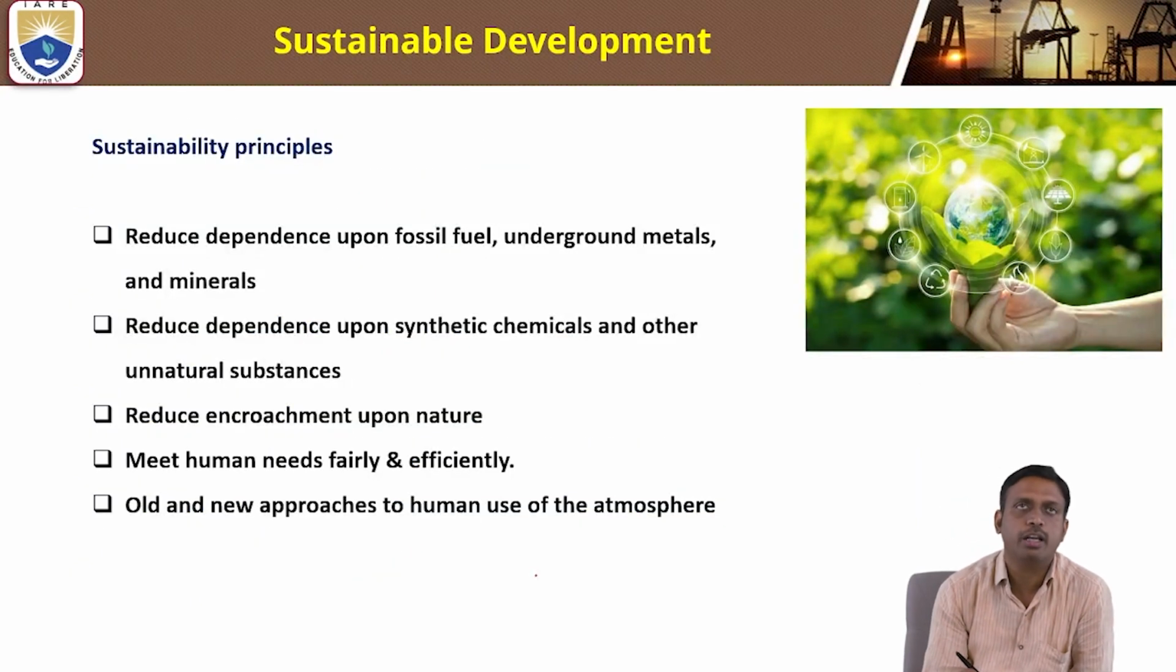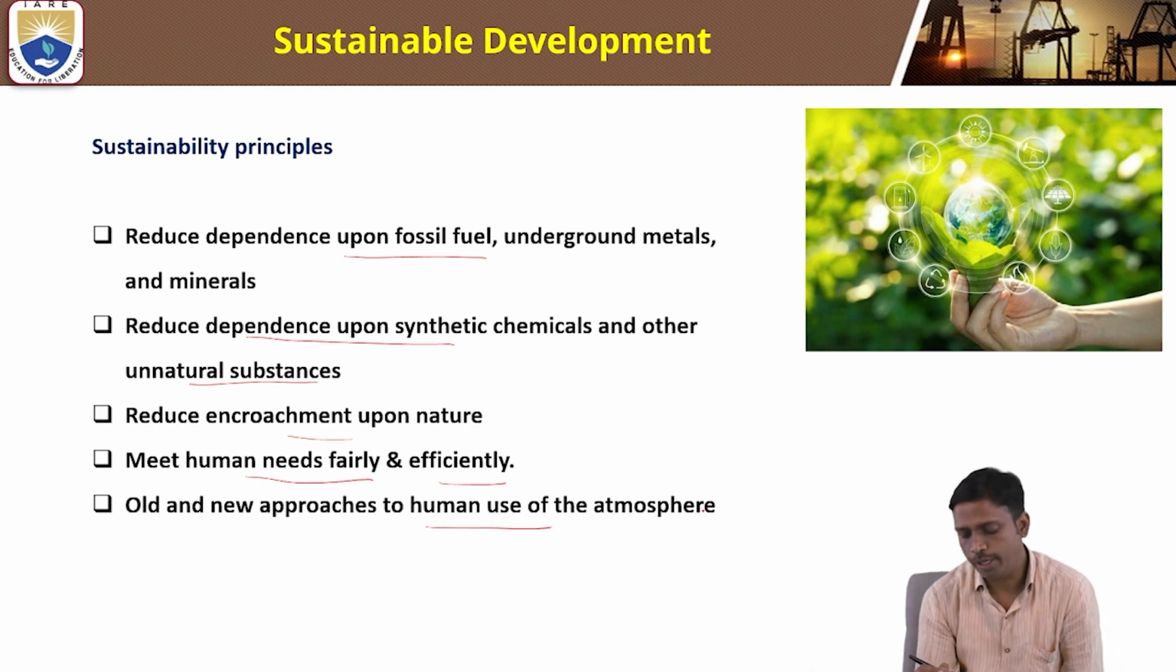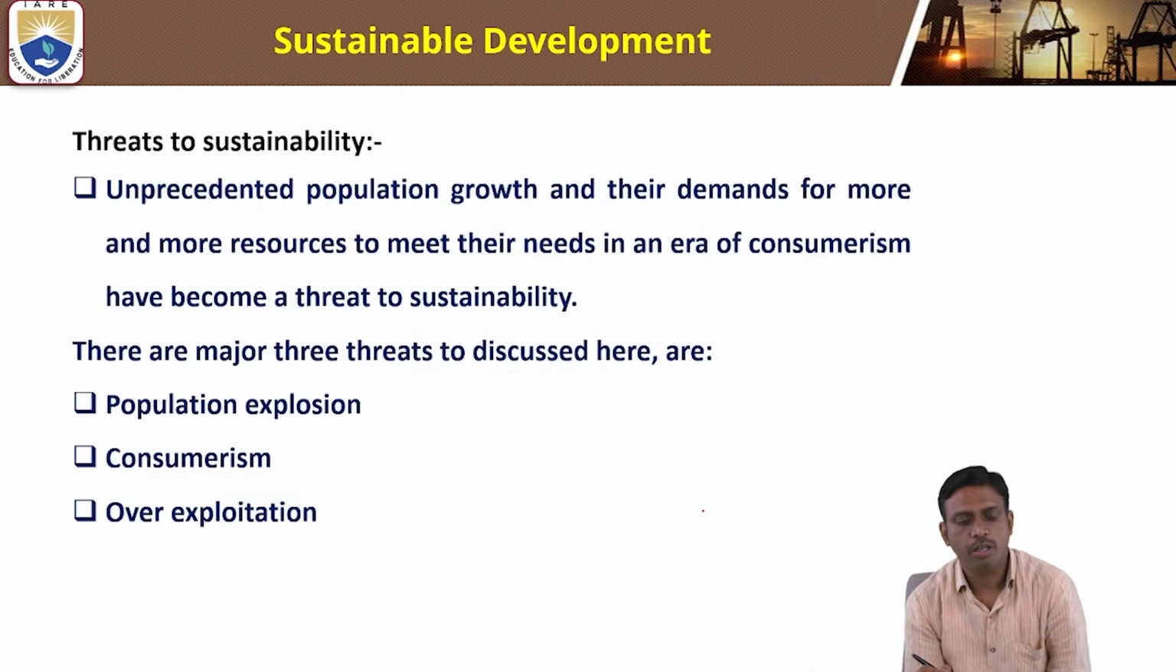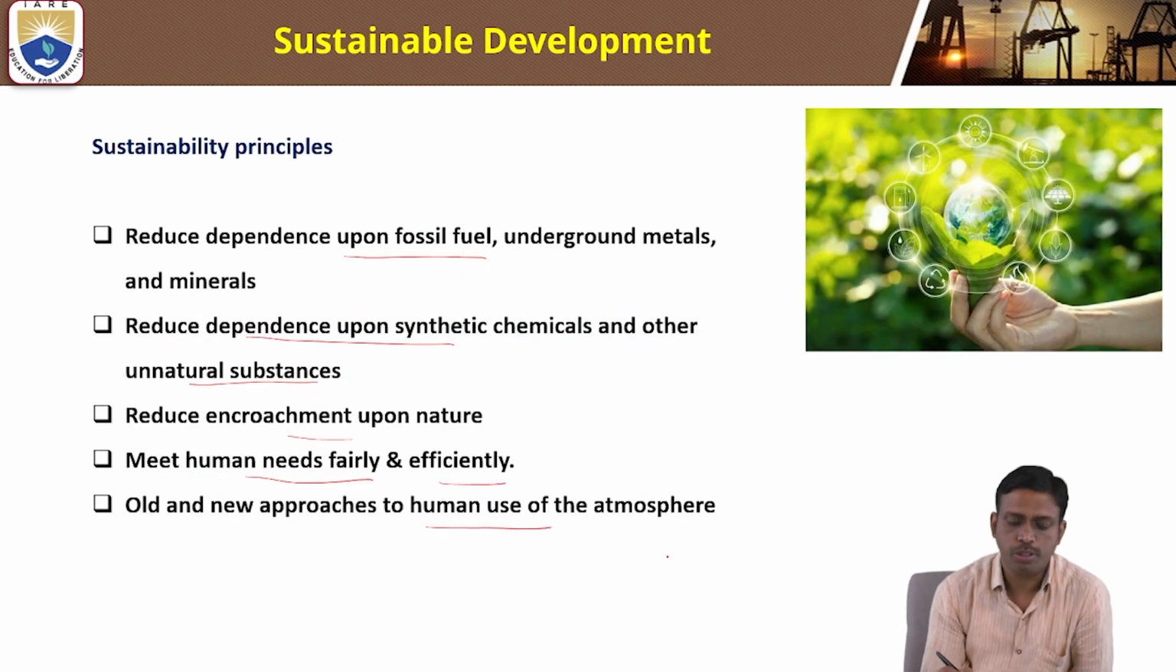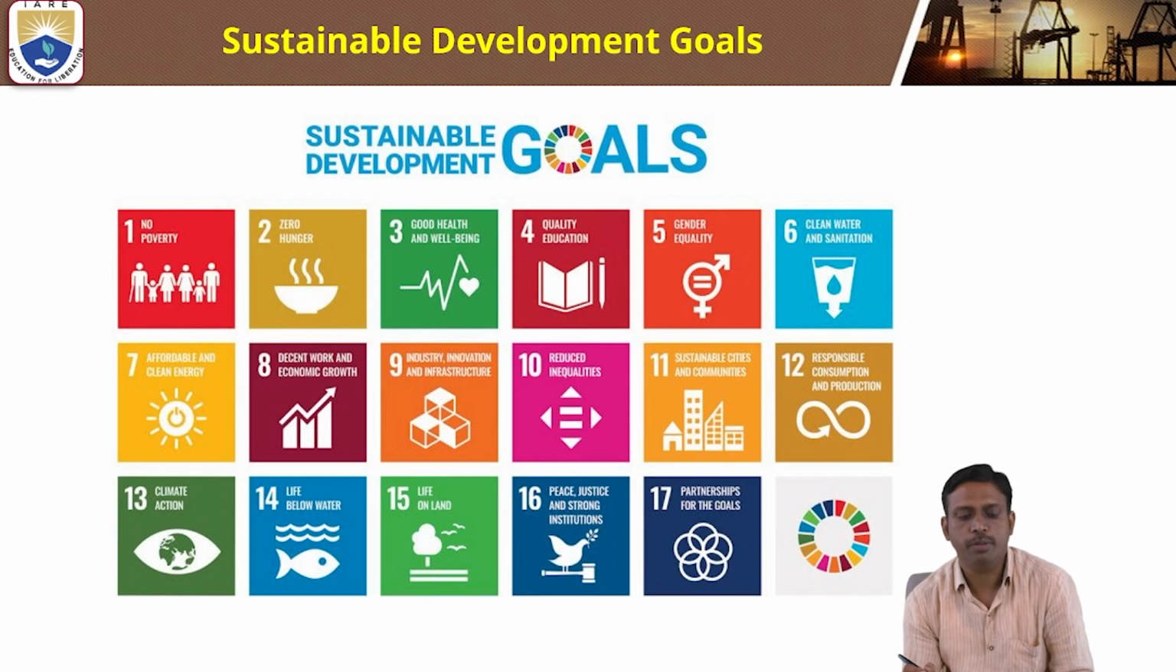Some more principles are: reduce the dependence upon fossil fuels and underground metals and minerals, reduce the dependence on synthetic chemicals and other unnatural substances, reduce encroachment upon nature, meet human needs fairly and efficiently, old and new approaches to the human use of the atmosphere.